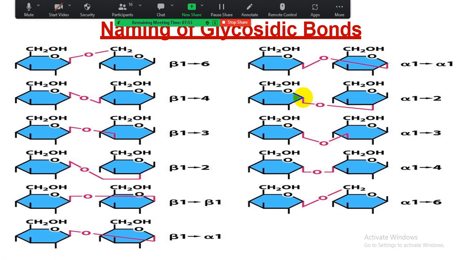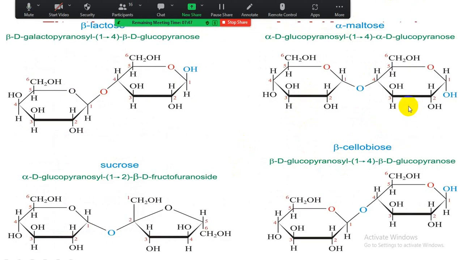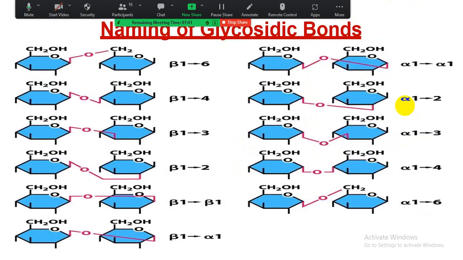It's alpha. Alpha. So alpha 1 what? Alpha 1. Alpha 1 what? 2. Very good.